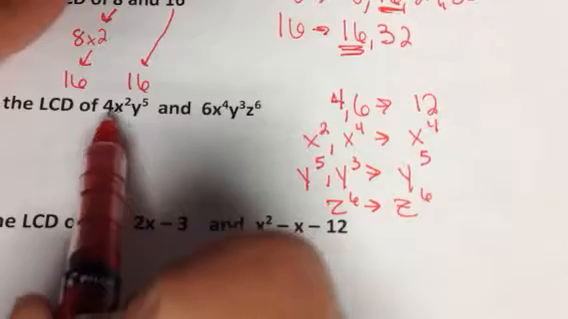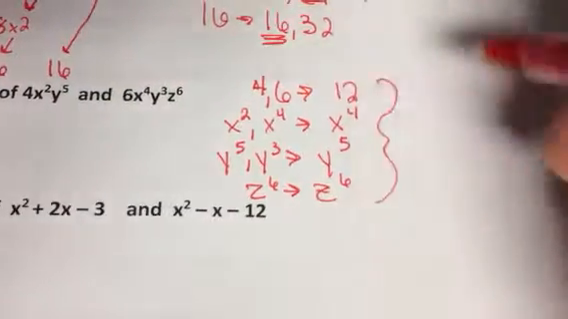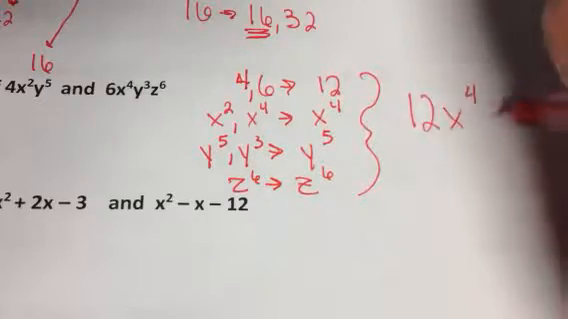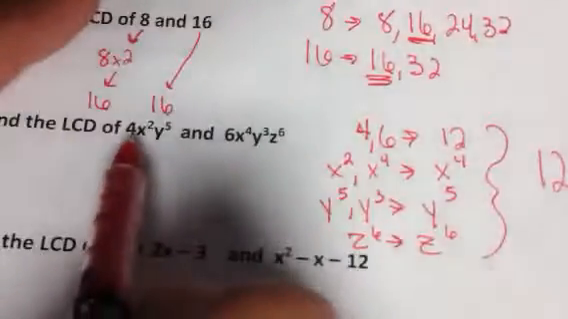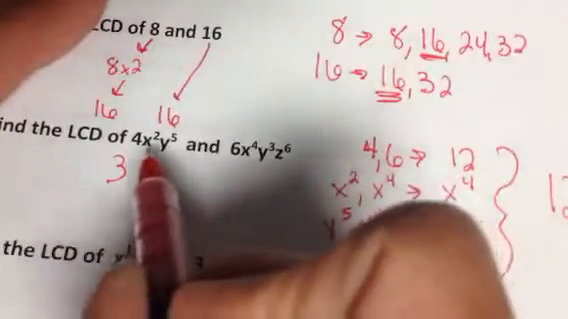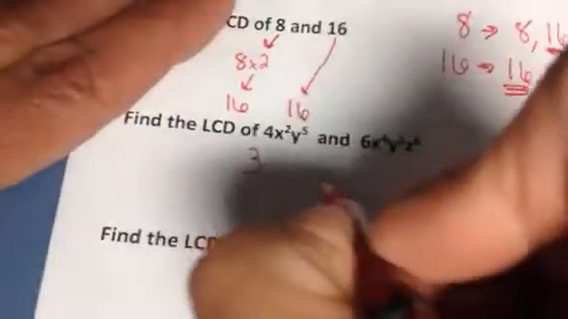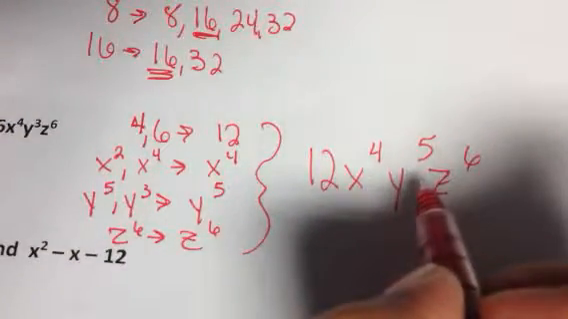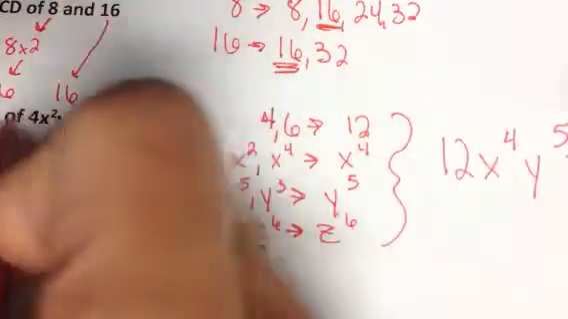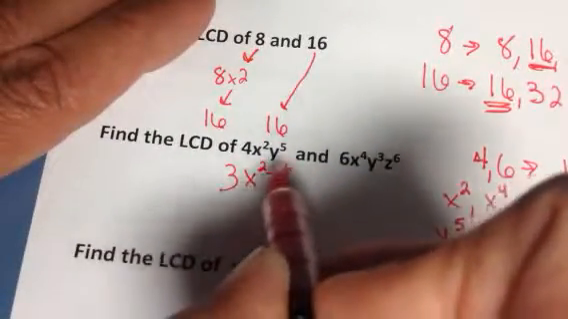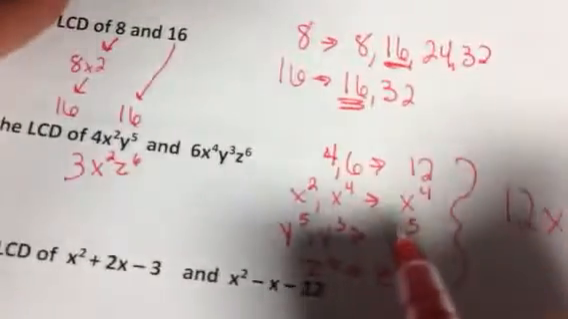So when I look at this one, and I'm trying to get this least common denominator, my least common denominator is 12, x to the 4th, y to the 5th, and z to the 6th. So for this one, to get from 4 to 12, I'd have to multiply this by 3. 2 x's, and I need 4, so I'd need 2 more x's here. 5 y's, well, I already have 5 y's, so I don't worry about that. And I don't have any z's, so I need to make sure I multiply this by z to the 6th. So when I multiply, 4 and 3 is 12, 12, x to the 4th, y to the 5th, z to the 6th, and I've got my least common denominator.